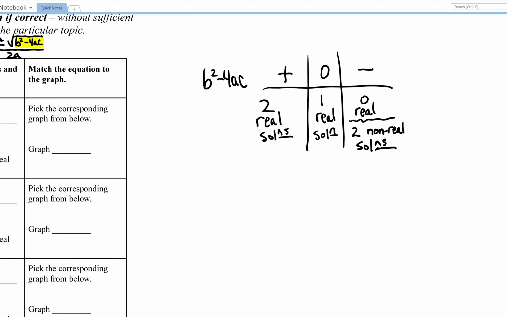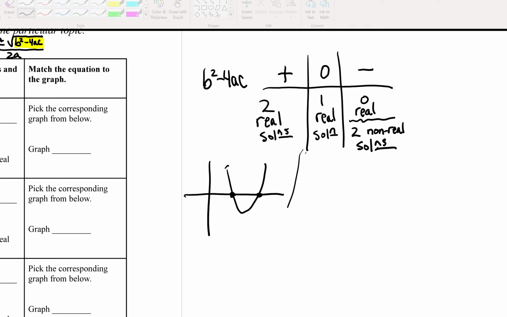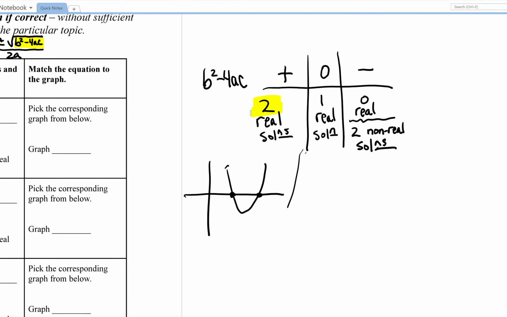And this is what this would look like. In this case, if you got 2 real solutions, you're going to have something that looks either like this, where it opens up, and those would be your 2 real solutions. Your 2 real solutions would be the places where they cross the x-axis. Or it could open down, and then you might have something that looks kind of like those right there, and those would be your two real solutions.